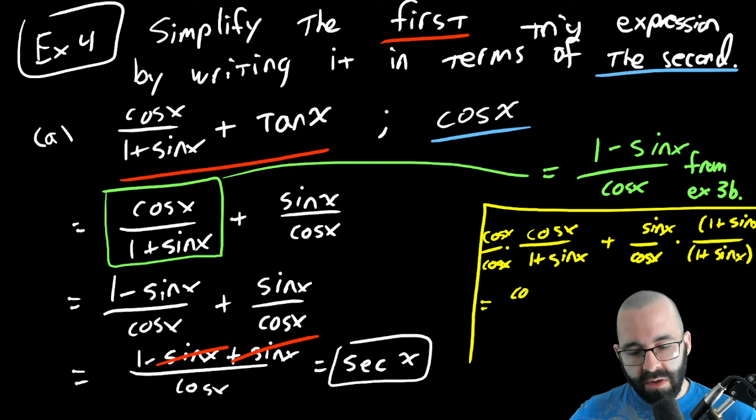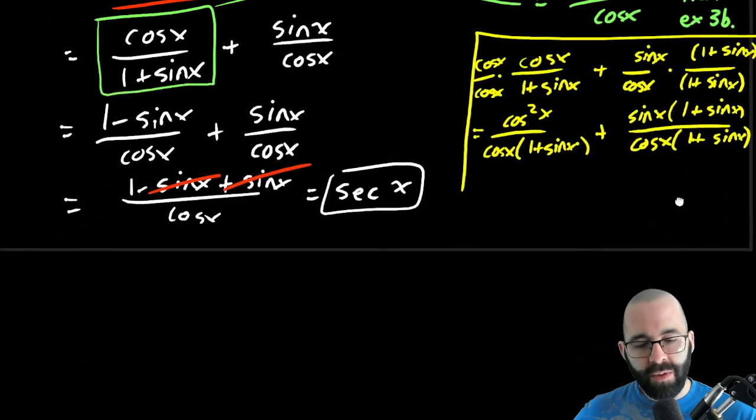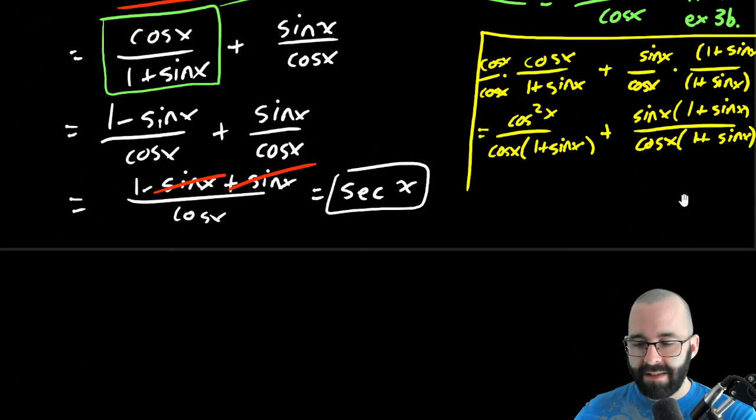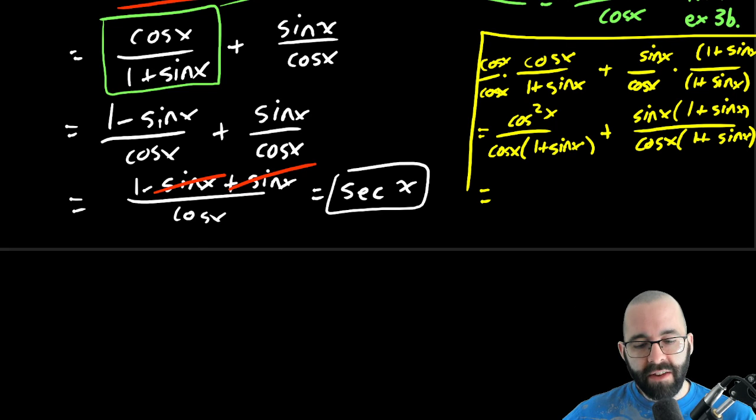And then what you'd get is cosine squared of x divided by cosine of x times 1 plus sine of x, plus sine of x times 1 plus sine of x. There's a lot of good algebra in this section. We scroll down so you can see. And now we have a common denominator. We can add things together.